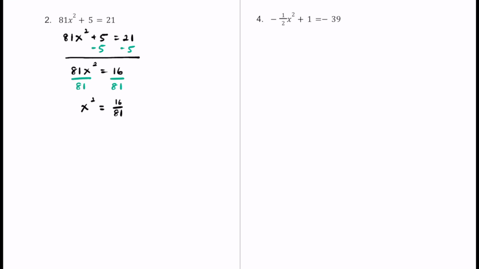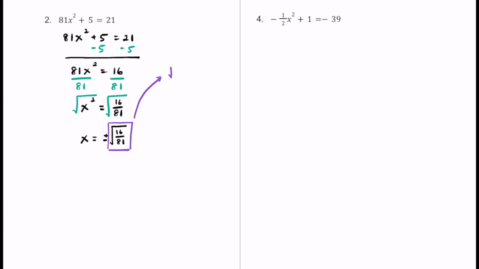And so if we want to get x completely alone, the inverse of squaring is going to be taking the square root. So we're going to take the square root of both sides here. And so that's just going to leave x on the left side. And we're going to have plus or minus the square root of this 16 over 81. Now on the side here, we want to think about this square root of this fraction of 16 over 81. So let's go ahead and think about that on the side here.